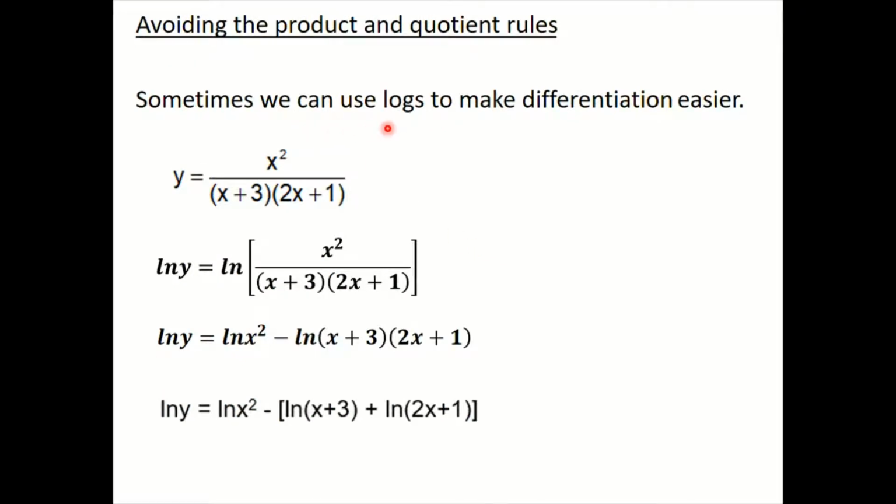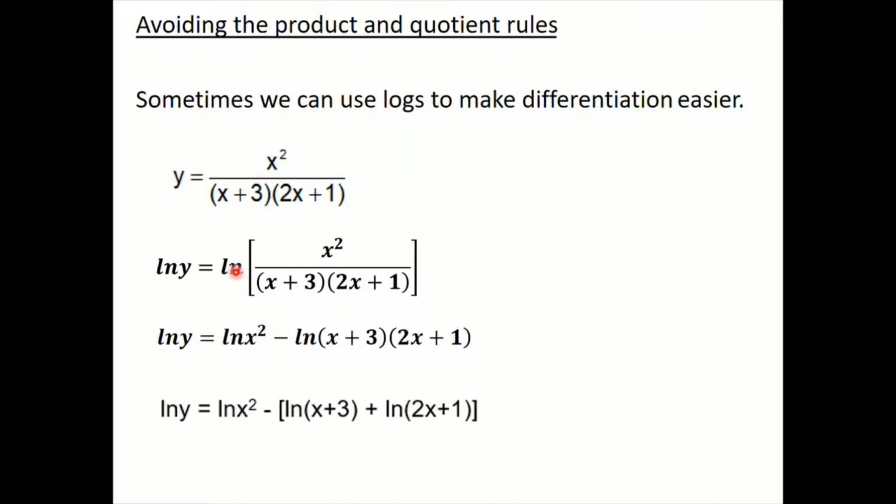Sometimes we can use logs to make differentiation easier. For example, if we are given this here, y equals x squared divided by x plus 3 times 2x plus 1, we could differentiate using the product and quotient rules that we learned about earlier on in the course. But now that we know how to differentiate logs, an alternative approach is to take natural logs of both sides, simplify using the rules of logs, and then differentiate.